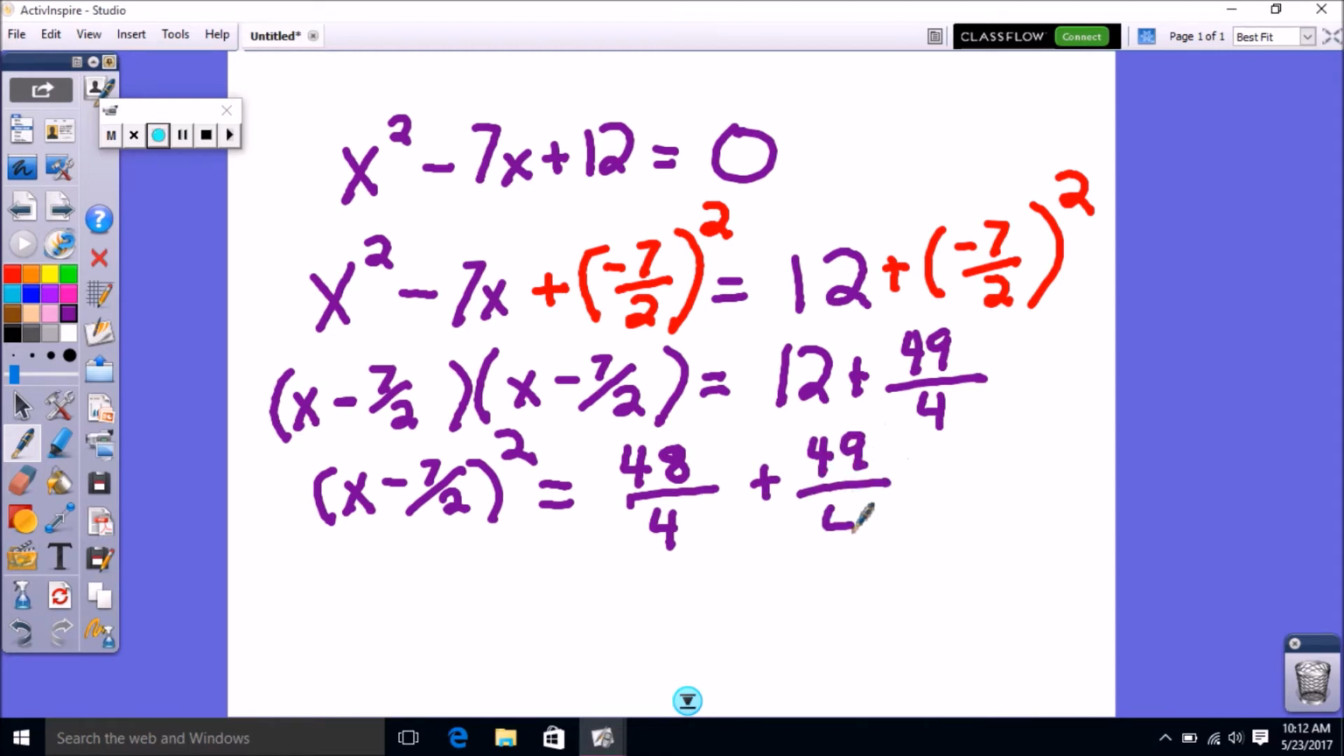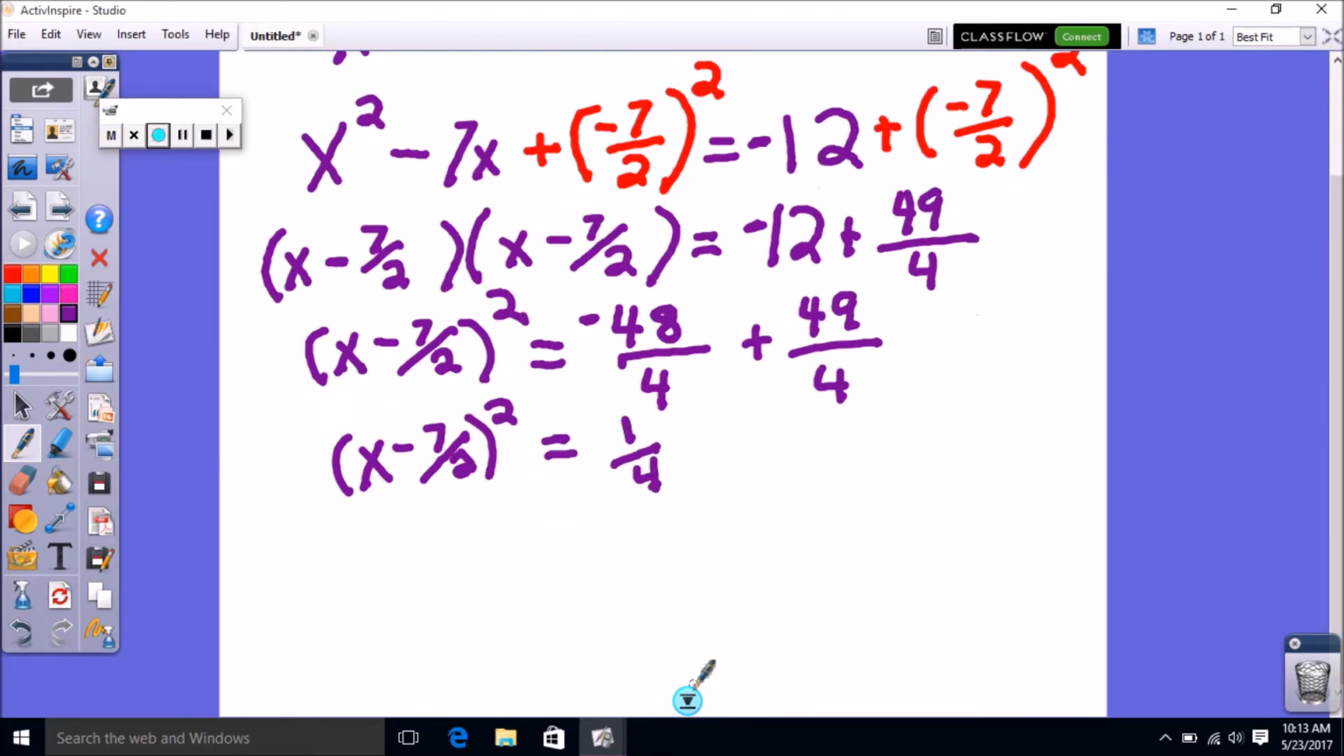And I just realized, maybe you caught it, this should have been negative 12, because I subtracted 12 from both sides. So now I have x minus 7 halves quantity squared equals negative 48 plus 49, which is positive 1/4. Negative 48 plus 49 is positive 1/4. On the bottom, the denominator stays the same.